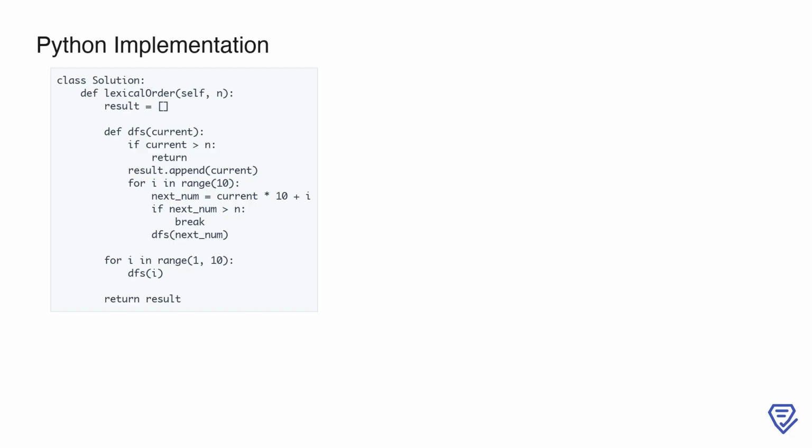Key insights. The DFS approach is efficient because it directly constructs numbers in the desired order without sorting. This avoids the overhead of generating all numbers first and then sorting them. The recursive structure ensures that each number is processed fully before moving to the next, maintaining the lexicographical sequence naturally. The early termination condition, if next_number > n, optimizes performance by pruning unnecessary branches of the recursion tree.